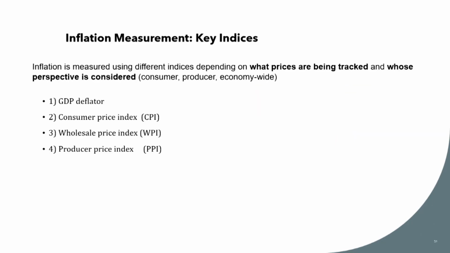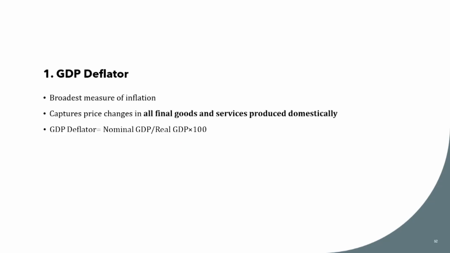Let's now move to how inflation has been measured. There are four key indices that are widely used. Inflation is measured using different indices depending on what prices are being tracked and whose perspective is considered, whether it's the consumer, the producer, or the economy as a whole. Here we use four major indices. One is the GDP deflator, the second is the consumer price index, the third is the wholesale price index, and the fourth is the producer price index. Let's move through them one by one.